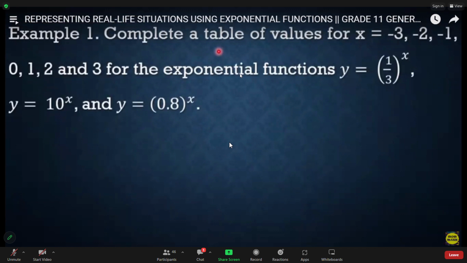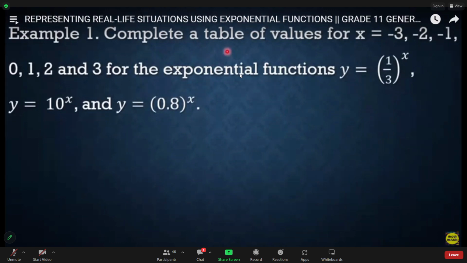So, as you can see, in this example, exponential function, the unknown is the x. So for you to be able to solve for the dependent variable, what you will substitute is the exponent x. It is the unknown, and the base is given. So you can see the base is not equal to 1 and is greater than 0.